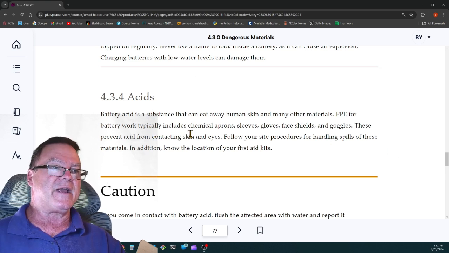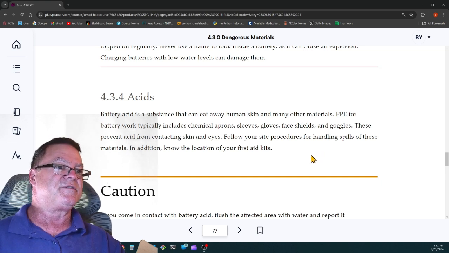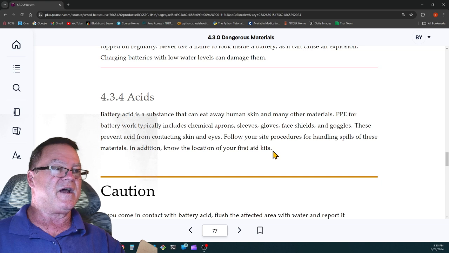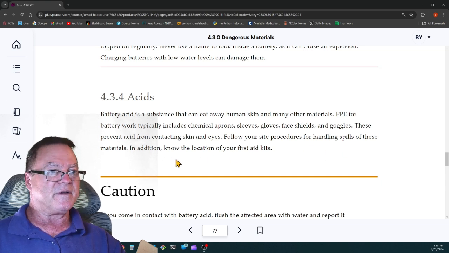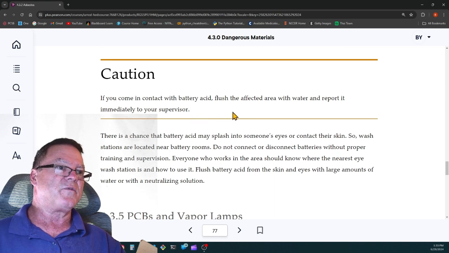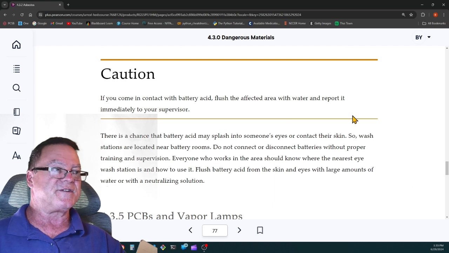4.3.4, acids. Battery acid is a substance that can eat away human skin and many other materials. Personal protective equipment for battery work typically includes chemical aprons, sleeves, gloves, face shield, and goggles. These prevent acid from contacting the skin and the eyes. Follow your site procedures for handling spills of these materials. In addition, know the location of your first aid kit. Caution: if you come in contact with battery acid, flush the affected area with water and report it immediately to your supervisor.